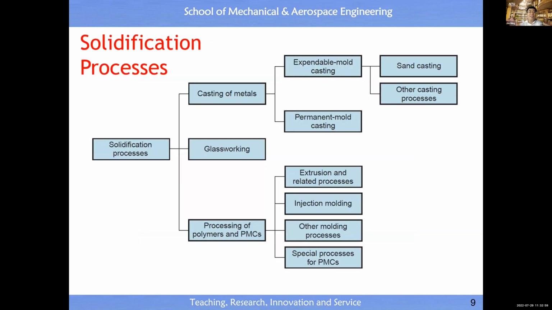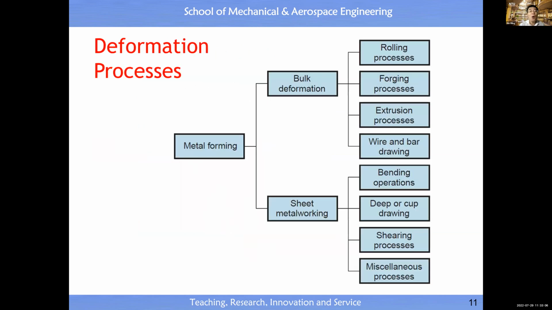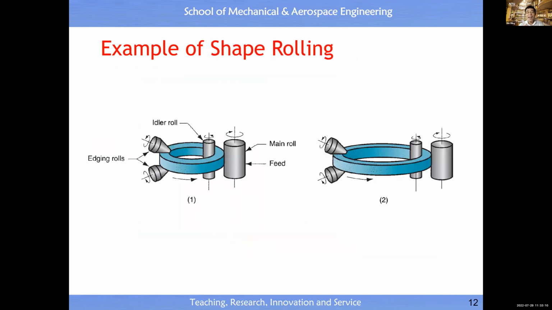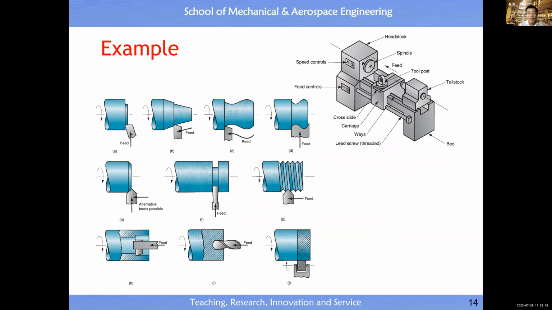And then in lecture 2, we know there are solidification processes, okay? Injection molding is one typical example. We also have deformation processes, all right? And rolling is a typical example. We know all this, right? We also have material removal processes, all right? So then the turning and the grinding, all right, material removal.